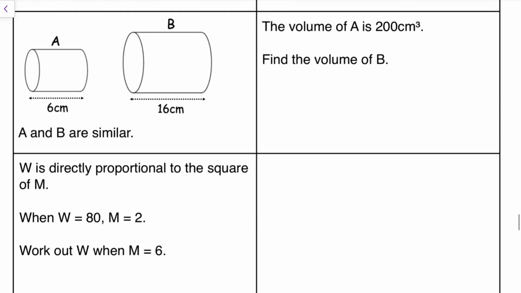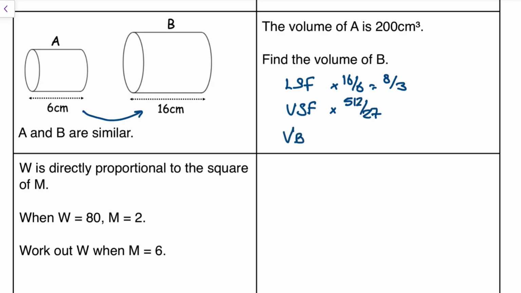Next question is a cylinders question. So A and B are similar, good. And I will notice straight away I've got my length scale factor. So my length scale factor to get from A to B is to multiply by 16 over 6 divided by 2, which is the same as 8 over 3, which means my volume scale factor is the cube of that. Now if I cube 8 over 3, I get 512 over 27.